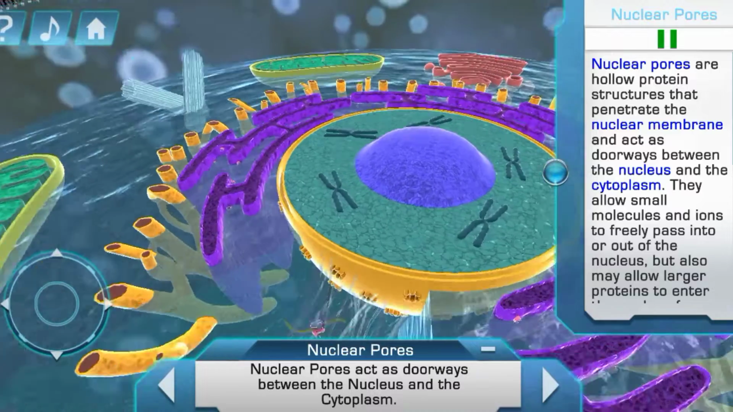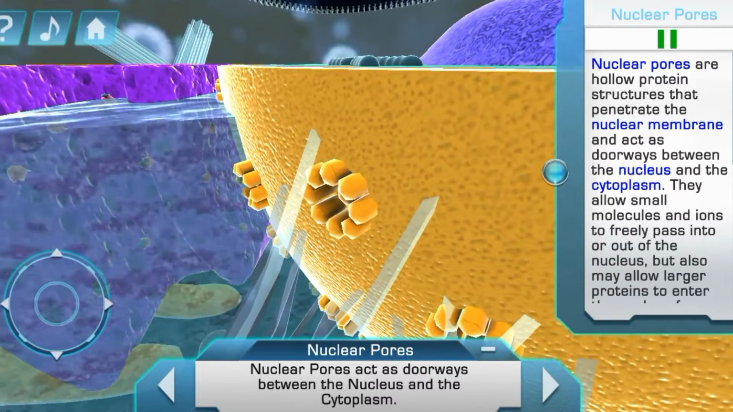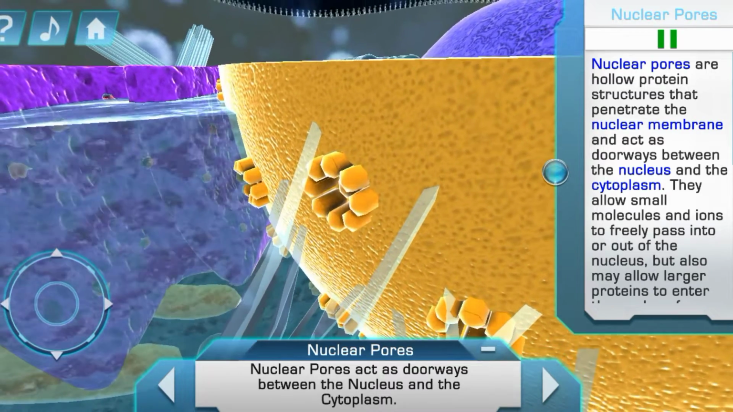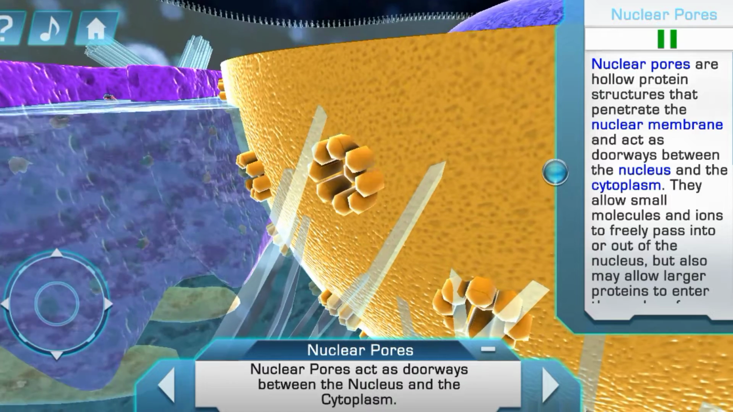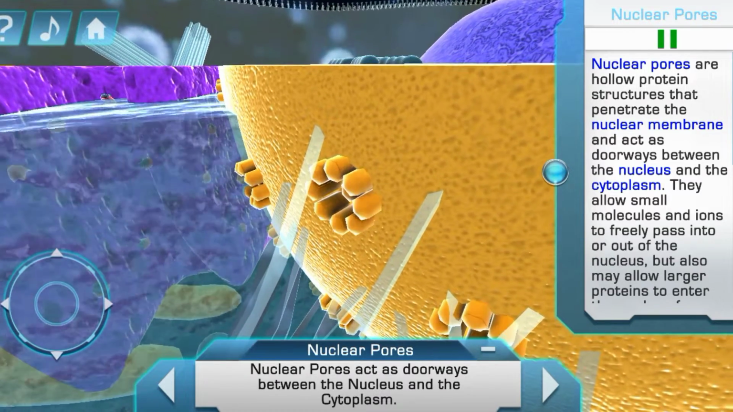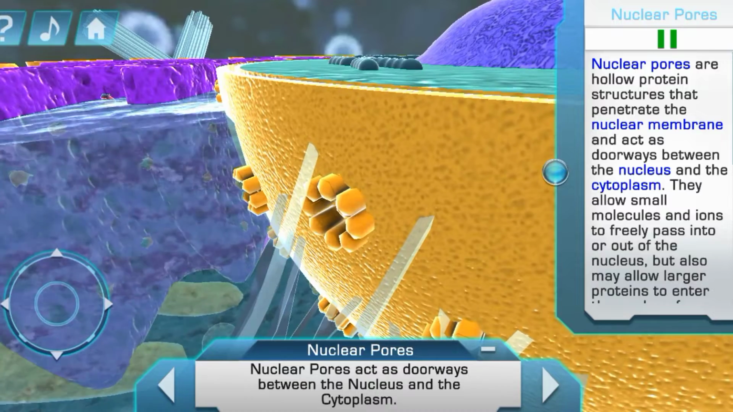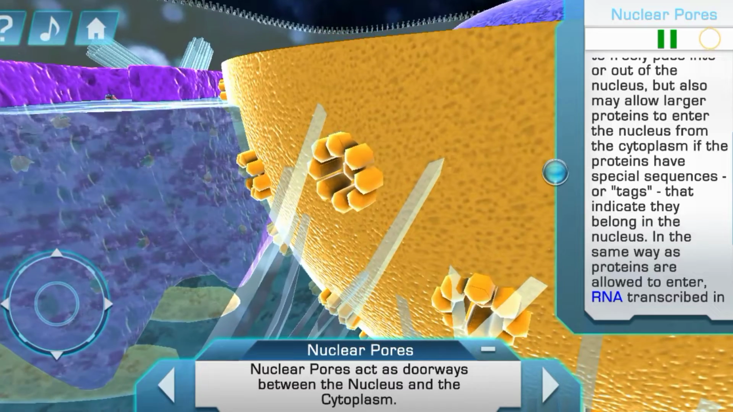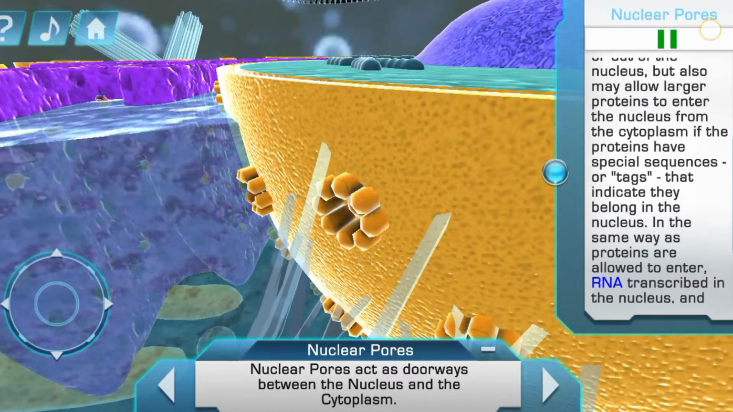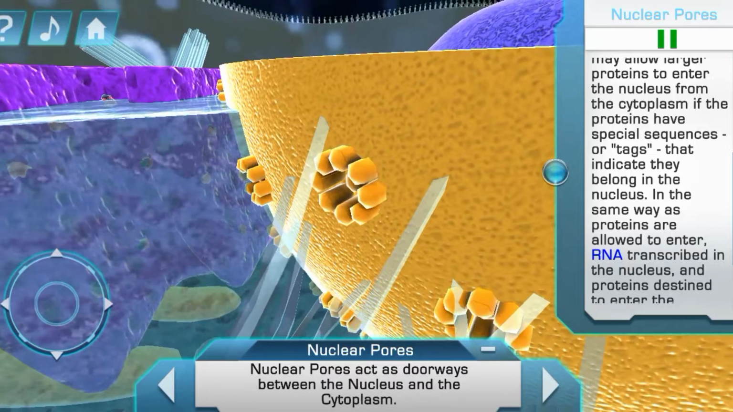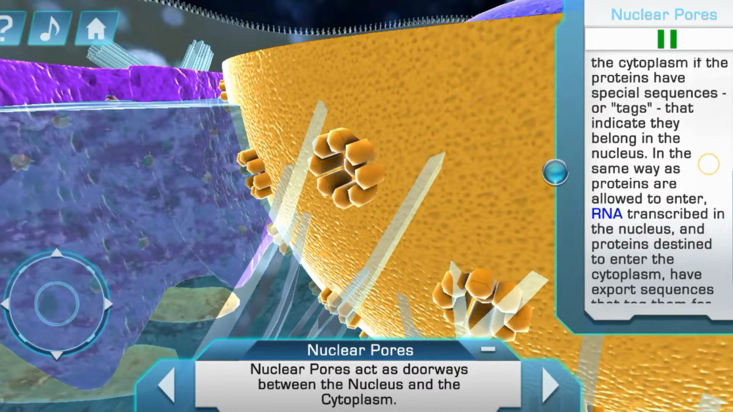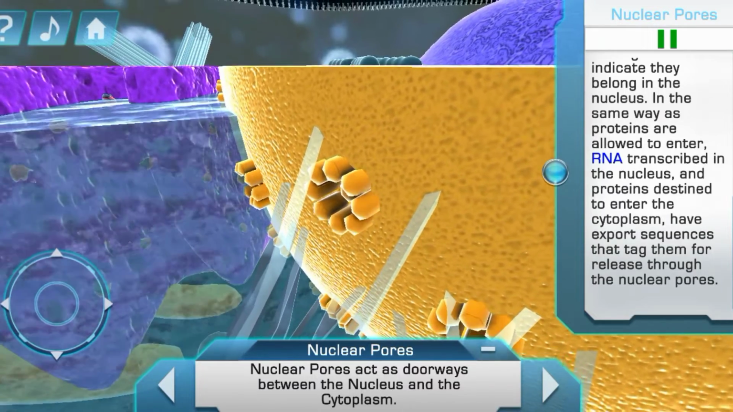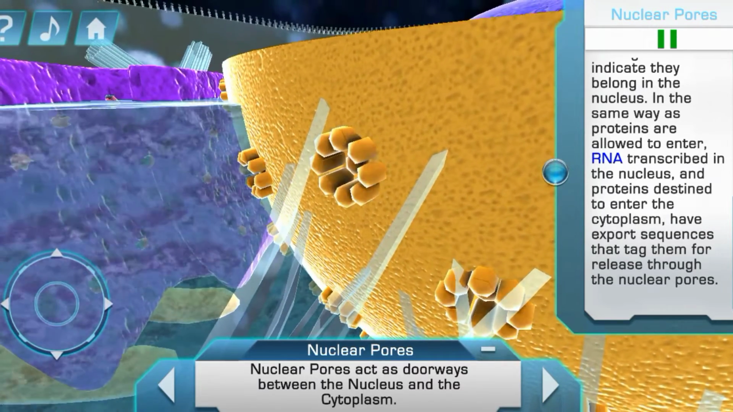Nuclear pores are hollow protein structures that penetrate the nuclear membrane, and act as doorways between the nucleus and the cytoplasm. They allow small molecules and ions to freely pass into or out of the nucleus, but also may allow larger proteins to enter the nucleus from the cytoplasm if the proteins have special sequences, or tags, that indicate they belong in the nucleus. In the same way as proteins are allowed to enter, RNA transcribed in the nucleus and proteins destined to enter the cytoplasm have export sequences that tag them for release through the nuclear pores.